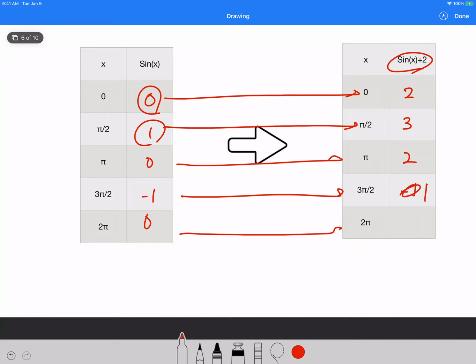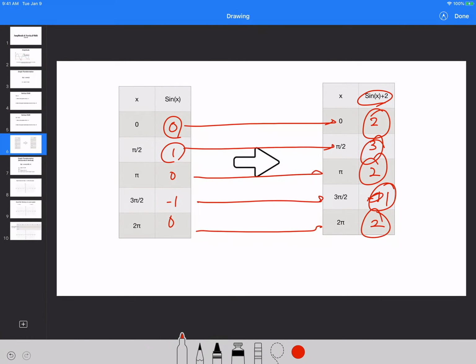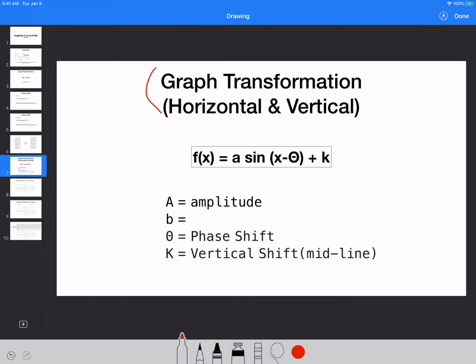I'm sorry, what am I doing? 1 and then 2. So these are the values that you're going to get when you're adding 2 to the y values, and that is what you're going to graph. In terms of the technical part of the graphing here, that's going to be my graph transformation.